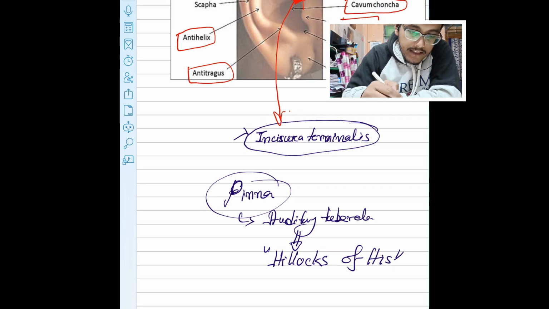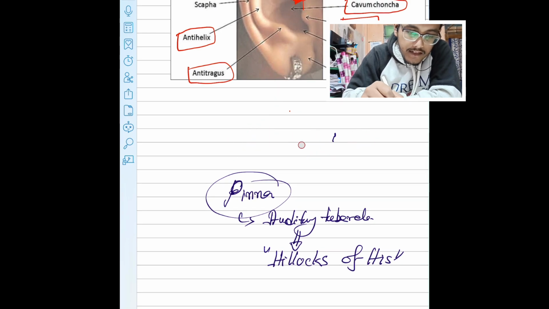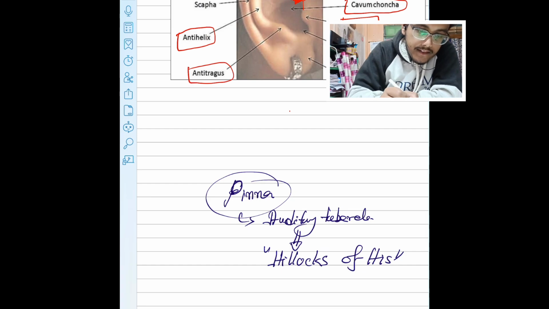Okay, that area is known as incisura terminalis. Incisura terminalis.